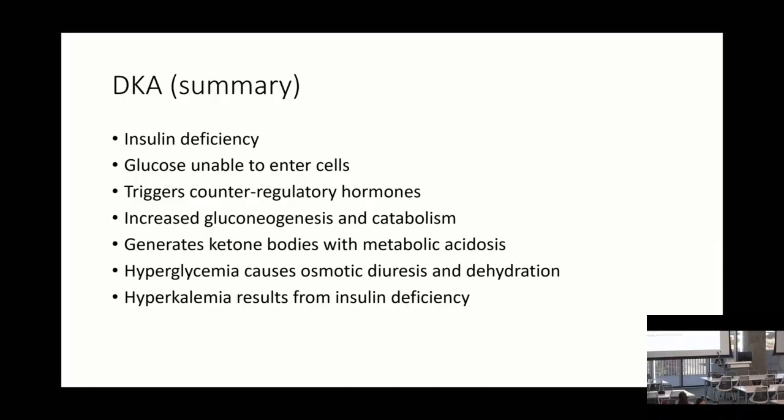And then hyperglycemia causes osmotic diuresis. Because there's high glucose, as the glucose is trying to go through the urine, it draws water with it. So there's osmotic diuresis, okay? You're losing water with the glucose. So that's why there's severe dehydration, because of the effect of hyperglycemia in the kidneys. And then there's also hyperkalemia resulting from insulin deficiency, okay? But when you correct the insulin, you can have hypokalemia, okay?